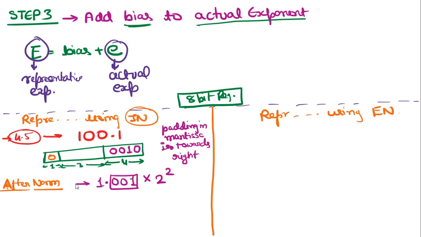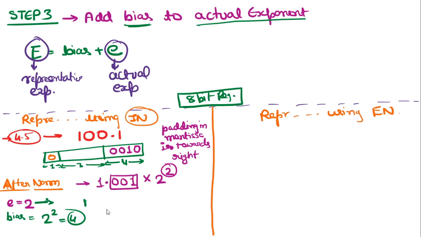Let's write exponent. Okay, so we have small e equal to 2, right? What will be the bias? Bias will be 2 to the power 3 minus 1, 2. 2 to the power 2, which is 4, right?